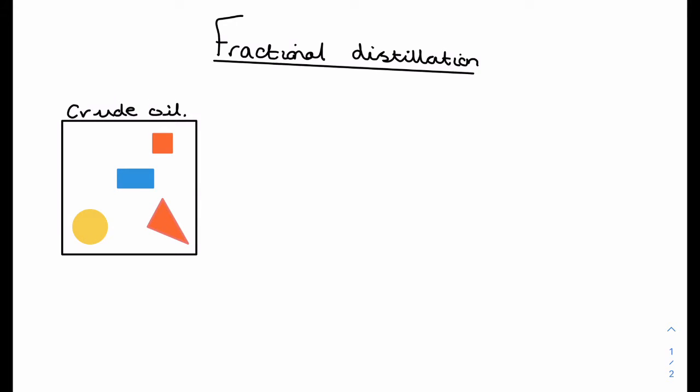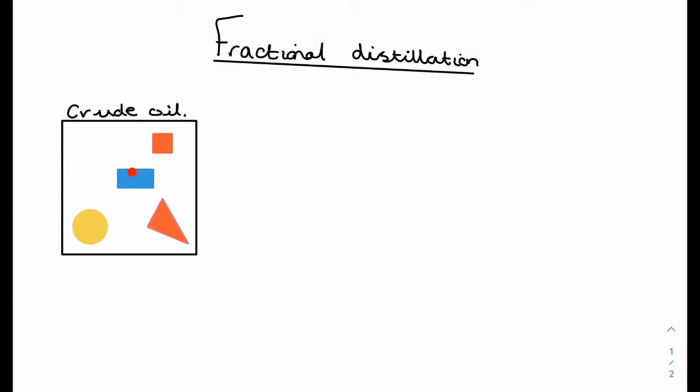Okay, hello. In today's video we are going to look at fractional distillation. What I've got here is a box, and that box is just representing a container, and in the box I've got some different shapes drawn out for you. I've labelled it as crude oil, because I'm trying to represent crude oil, and if you remember from previous lessons you've had in science, crude oil is a mixture of molecules.